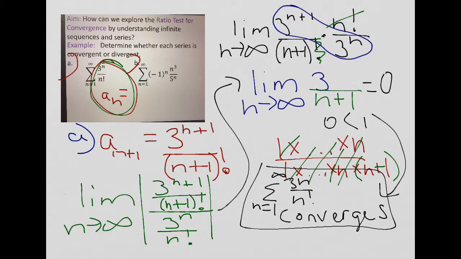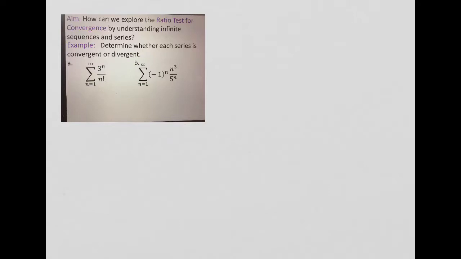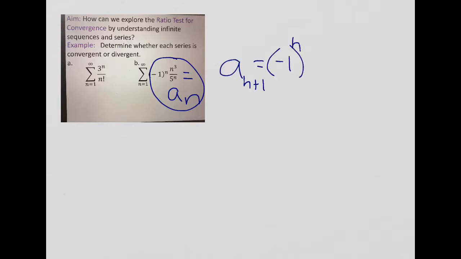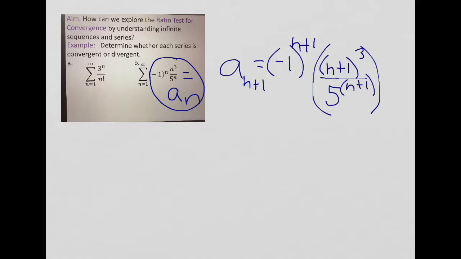Okay, so hopefully you got the idea of what steps to do in part A, because that'll help for part B. Okay, so here we go. In B, this is equal to a sub n. Okay, so a sub n plus 1 would equal negative 1 to the quantity of n plus 1 times quantity of n plus 1 to the third power, over 5 raised to the quantity of n plus 1. A lot of parentheses here.